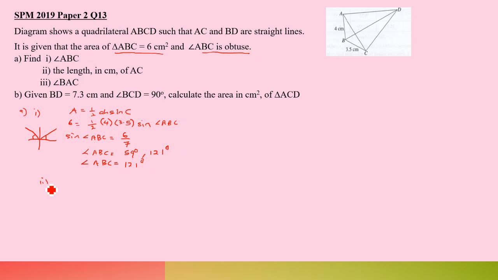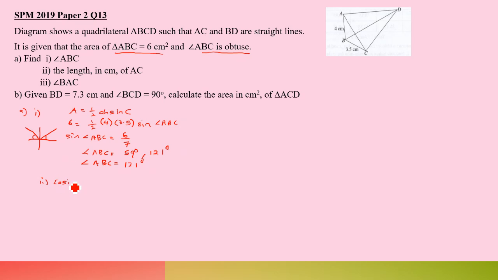Okay, they ask you to find the length of AC. So look here, 4, 3.5, and now we have found the angle. So to find AC, very clear, this is using cosine rule because you have two sides and the included angle. So for part C, part 2, we are using cosine rule.